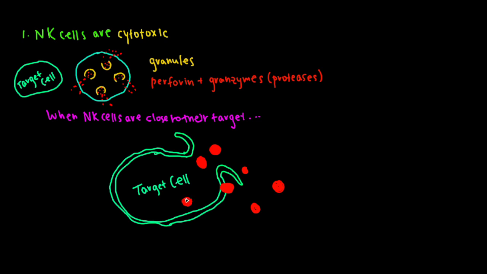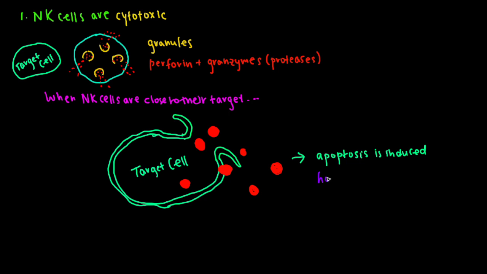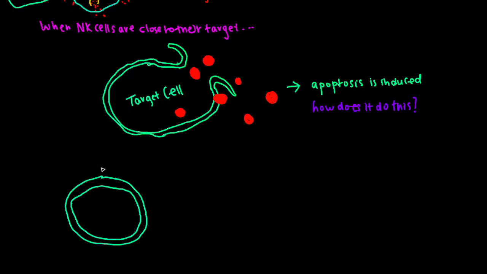And the killing of target cells using this method induces apoptosis, which is cell-mediated death. This is way more favorable than necrosis, which is the unnatural death of cells, and this can have detrimental effects on the cells around them, often killing healthy cells. Okay, so another important question to ask would be, how is apoptosis induced?